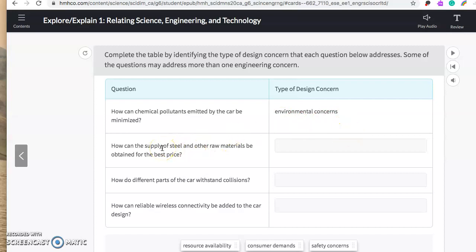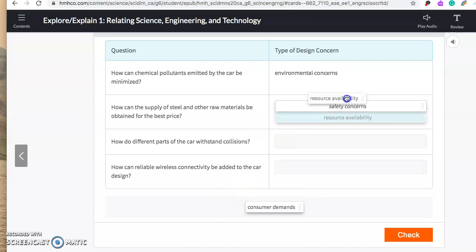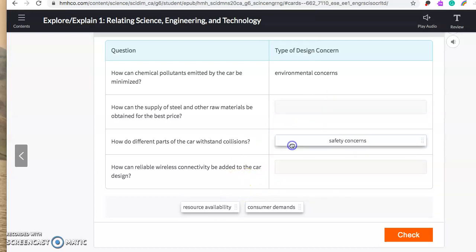How can steel and other raw materials be obtained? So we're trying to say if this is environmental, what is the other piece that we could need? What are our options? A resource, a consumer demand, or even something that is a safety concern? Well, it's really not safety if you're talking about raw materials being obtained. Actually, it's resource availability, because you have to figure out how much steel you need, right?